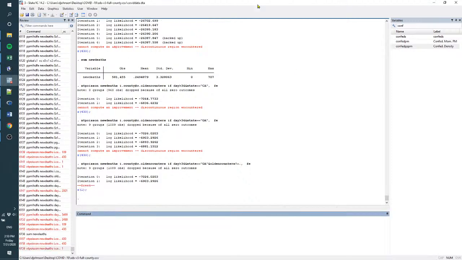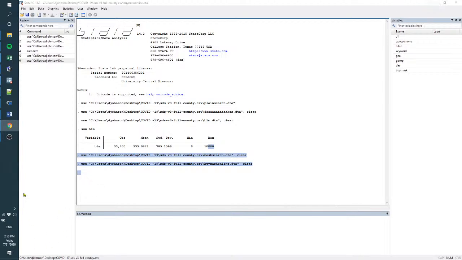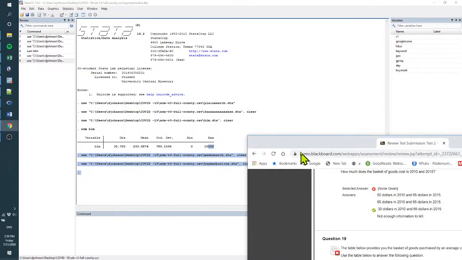All right, let's go ahead and stop this. This model's going to take forever to converge. And let's go to the actual test.